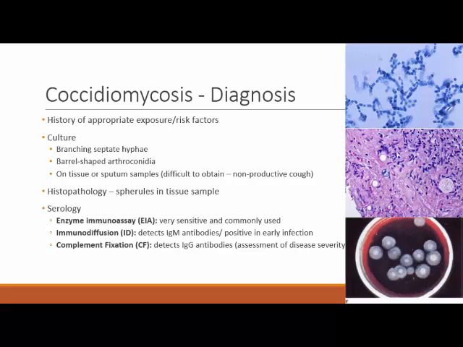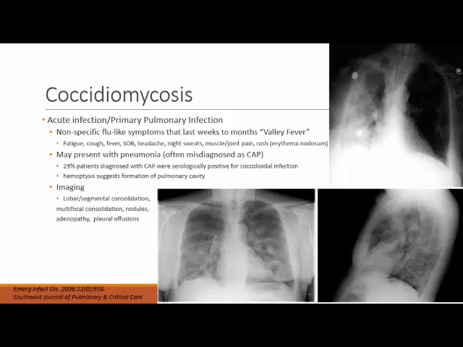And there's a complement fixation, which detects the IgG antibodies, so this is often used to assess the disease severity and monitoring over time. For the acute infection or the primary pulmonary infection, again, patients present with nonspecific symptoms that last weeks to months, and it's known as the valley fever phase. These patients have fatigue, cough, shortness of breath, night sweats. They may have a rash that looks like erythema nodosum.